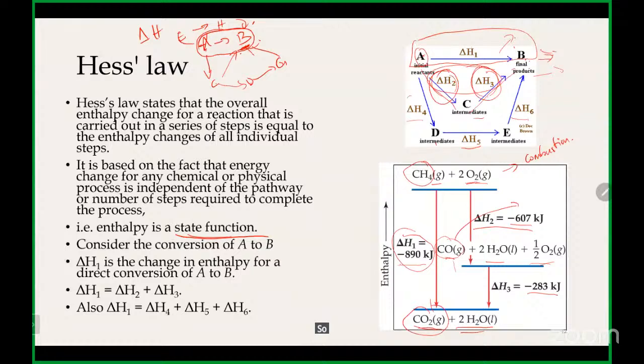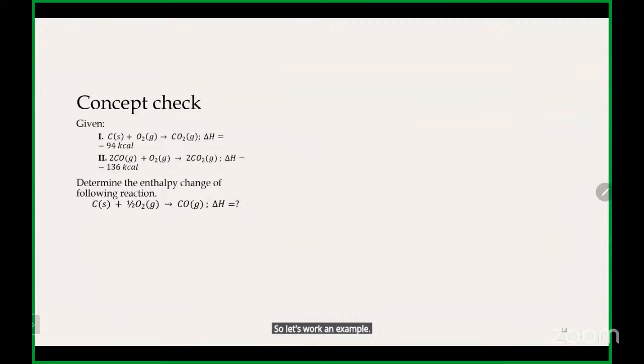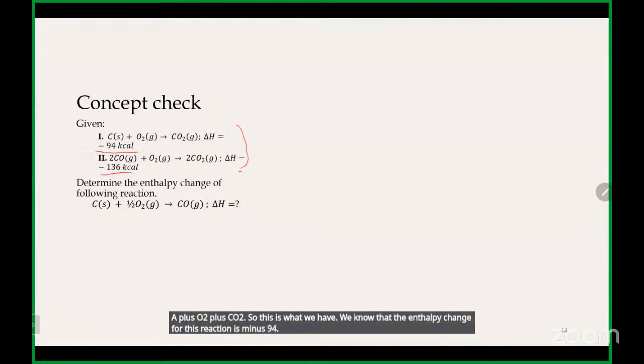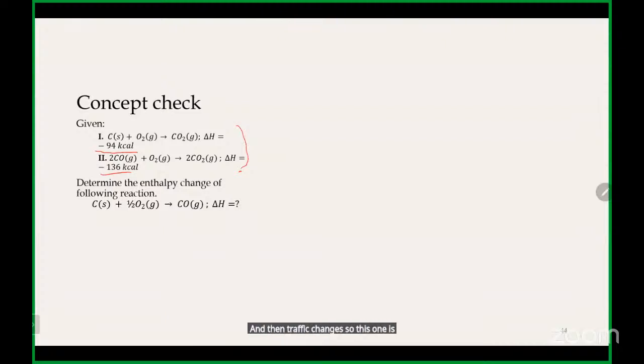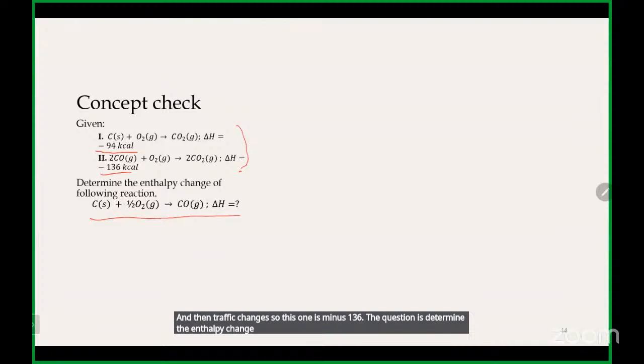So let's work an example. Class is almost over. We're given this reaction: C plus O2 gives CO2. We know that the enthalpy change for this reaction is minus 94, and the enthalpy change for this one is minus 136. The question is, determine the enthalpy change for the following reaction. This is carbon plus half oxygen to give CO.